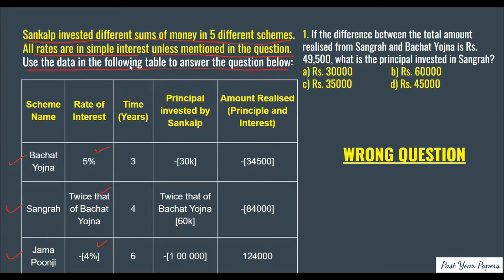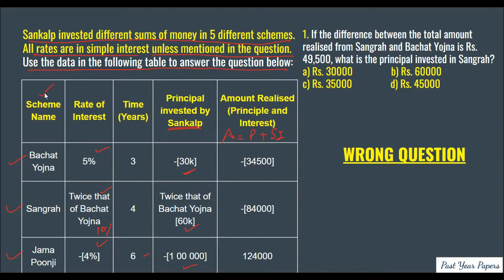First, the scheme names are given: Bachat Yojana, Sangra and Jama Puji. Then their rate of interest is given. The rate of interest is 5%, twice that of Bachat Yojana, that means it will be 10%. Time is 3 years, 4 years, and 6 years. Principal invested by Sankalp, who is not a scheme name but the person investing: 30,000, twice that of Bachat Yojana, that is twice of 30,000 is 60,000, then 1 lakh. Amount, everyone knows what it is: the principal plus simple interest earned.